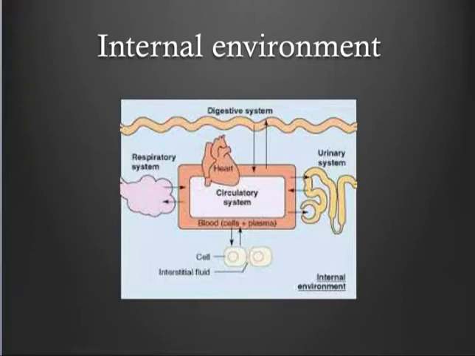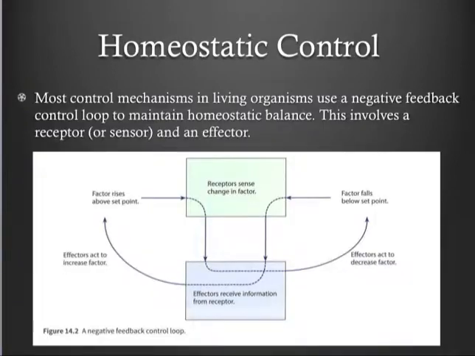Most control mechanisms in living organisms use a negative feedback control loop to maintain homeostatic balance. This involves a receptor, or a sensor, and an effector, which would include muscles and glands. So the receptor detects the stimuli that are involved with the condition being regulated. A stimulus is any change in a factor, such as change in blood temperature or water content of the blood.